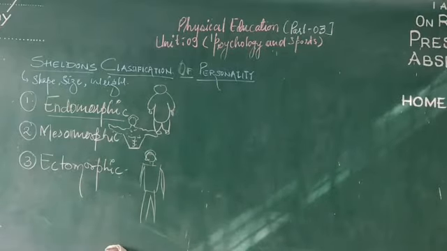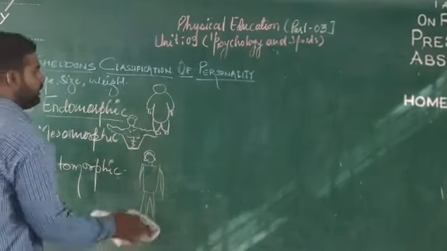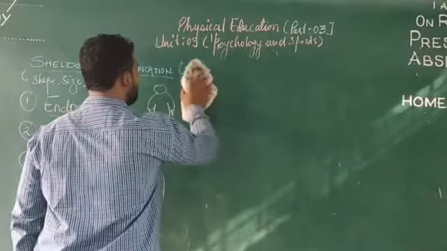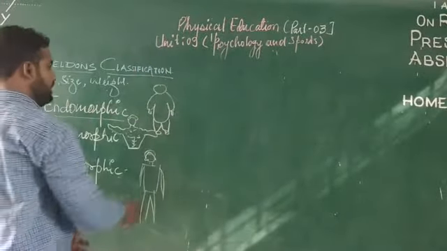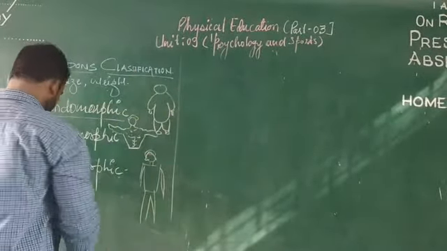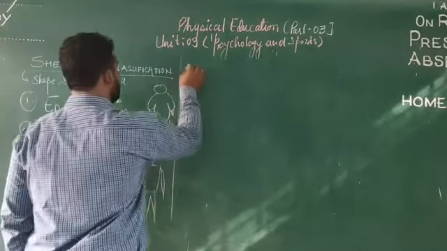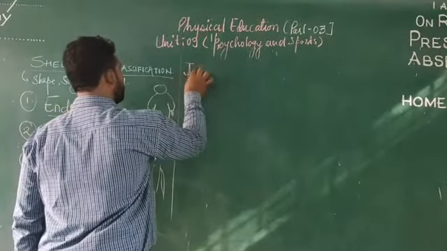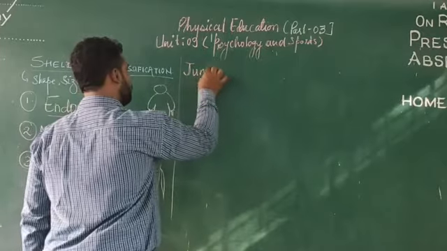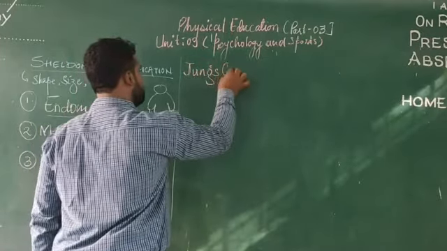Now we are going to learn Jung's classification, which is based on the social dimension, right? So let us come, we are going to learn about Jung's classification. Okay? Let's learn about Jung's classification.